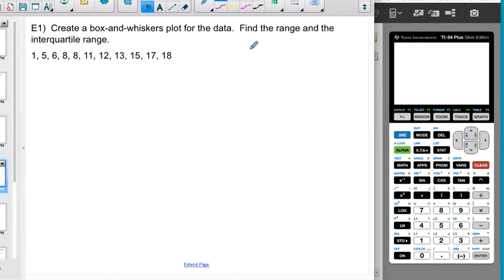So we're going to create a box and whiskers plot for the data. We're going to find the range and the interquartile range. Now I already put this in order for you because frankly, in the last video we had to put so many things in order and it was so exhausting, so we're just not going to do that.